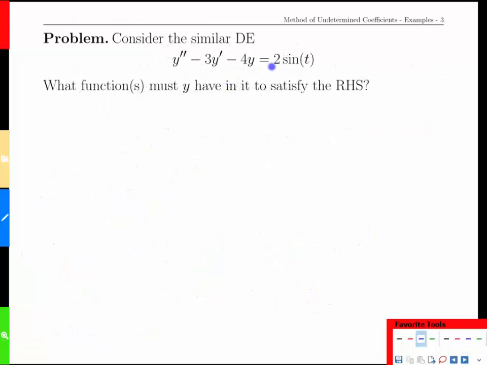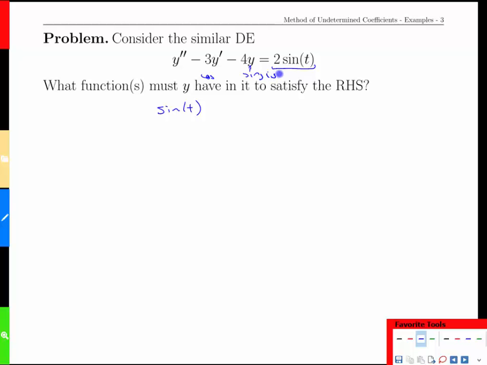What if the right-hand side now was 2 sine of t? Well, again, what we have on the left-hand side is y's, y primes, and y double primes. If I'm going to have y equals sine of t, then I better have some sines in there. But if my y has sines in it, my y prime is going to have cosines in it. So keep that in mind. If I had y in sine, I would end up with cosines in y prime, but there aren't any on the right. So somehow I need to cancel that out.